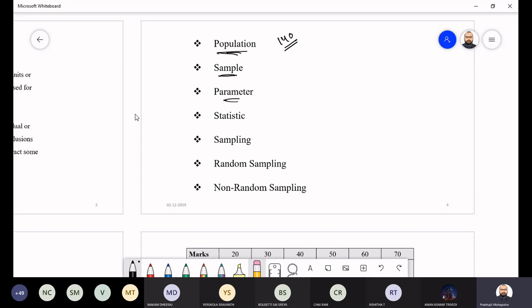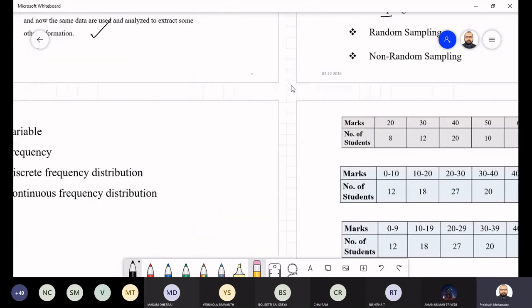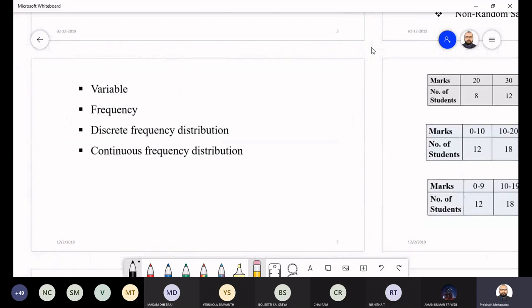And the parameters are there while going for the different distributions, different probability functions. We have parametric statistics, and the sampling is the same. These are random sampling and non-random sampling, which we'll discuss later. And variable is nothing but the random variable. It will come in the second module.